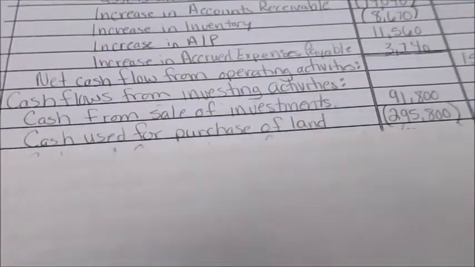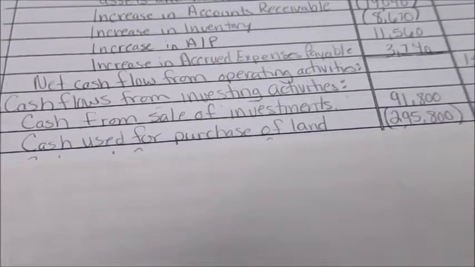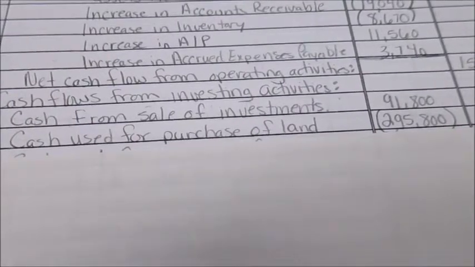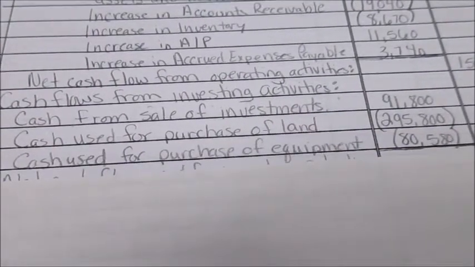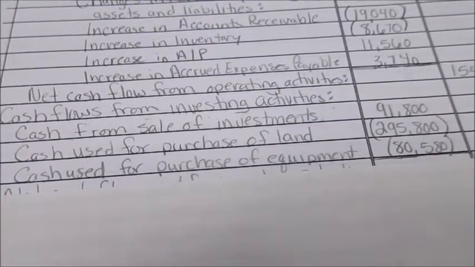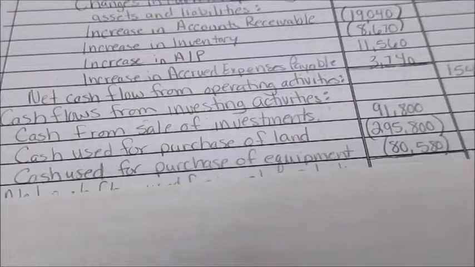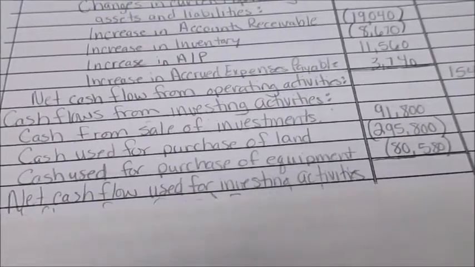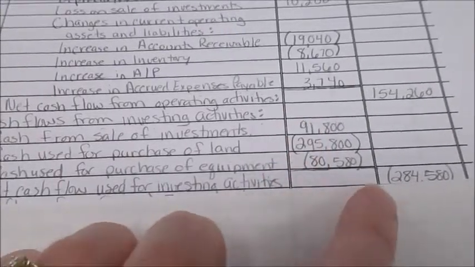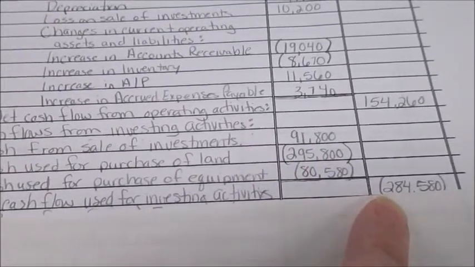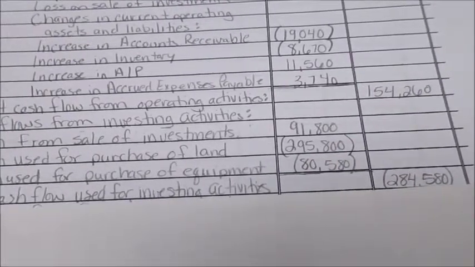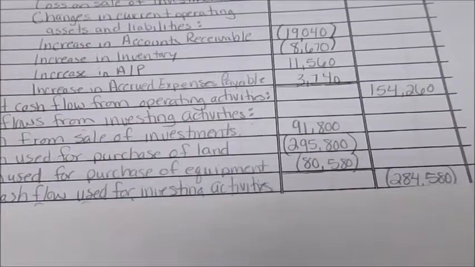So our next line is going to say cash used for the purchase of land, $295,800. Since we're using the cash, we're subtracting it. Cash used for the purchase of equipment, $80,580. Again, since we're using cash, we subtract it. And then our net cash flows used for investing activities, we're going to take those three numbers and add and subtract them as needed. And we get a negative $284,580. So we're going to put that in parentheses.